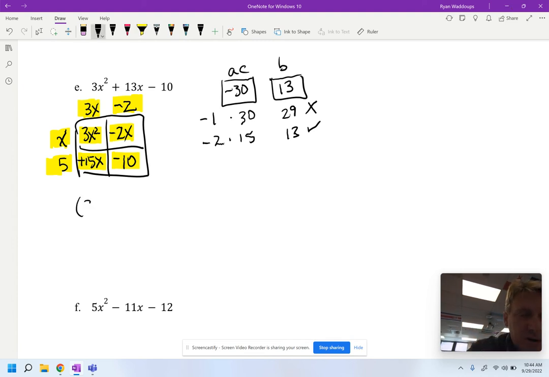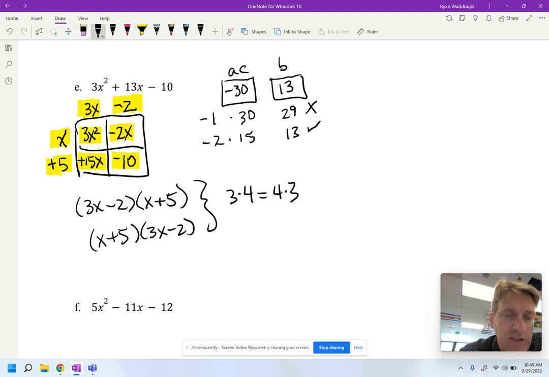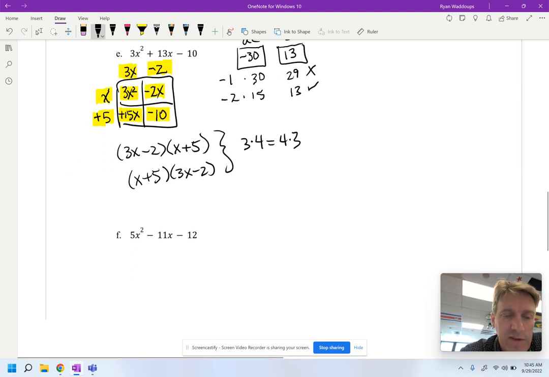And so, yes, they multiply out. That means the factors are 3x minus 2 and x plus 5. If you wrote x plus 5 times 3x minus 2, that's exactly the same as saying 3 times 4 is equal to 4 times 3. The order of the factors does not change the product, so that's fine.